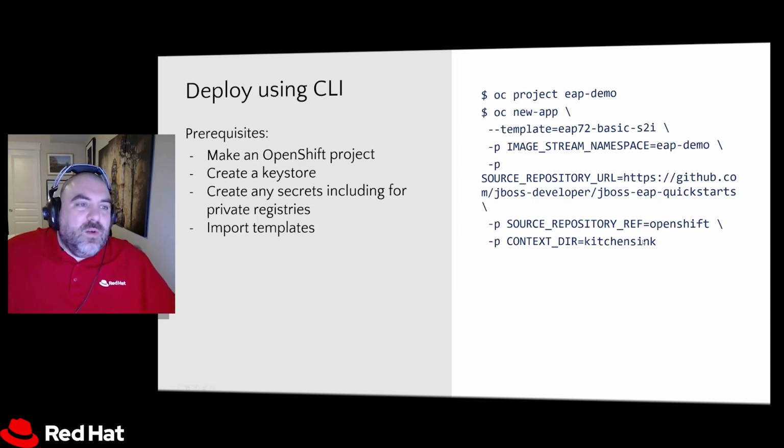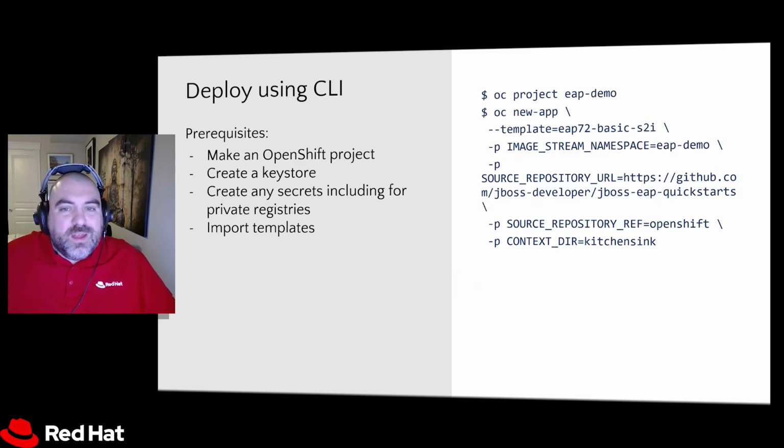But to get to that new-app command for Java, you need to make a keystore and create any secrets you need inside OpenShift, including for private registries, and import a couple templates in this case that we're taking advantage of for simplicity, right? Because the whole idea is to show that for all your existing Java EE apps, the vast majority of them you'll be able to just take the code, run with these pre-existing templates, and just be up and running.